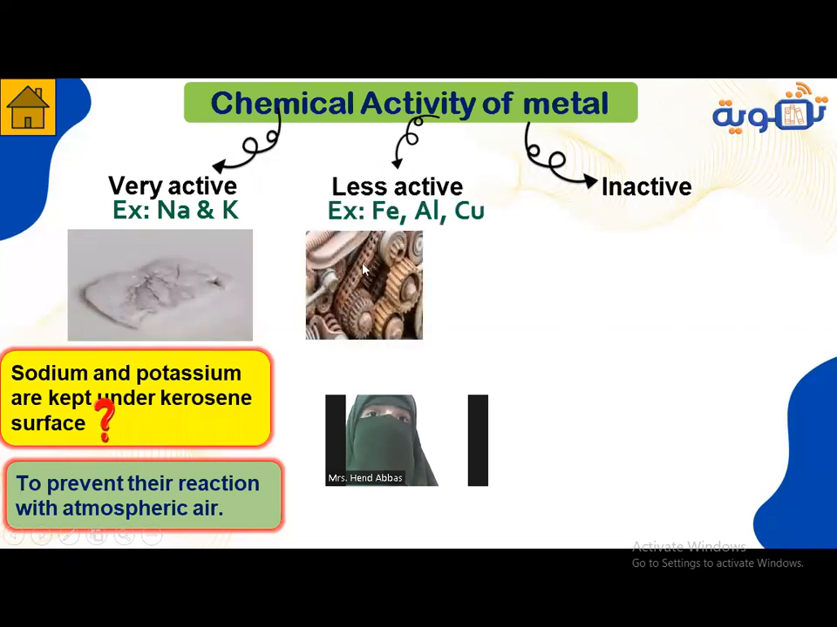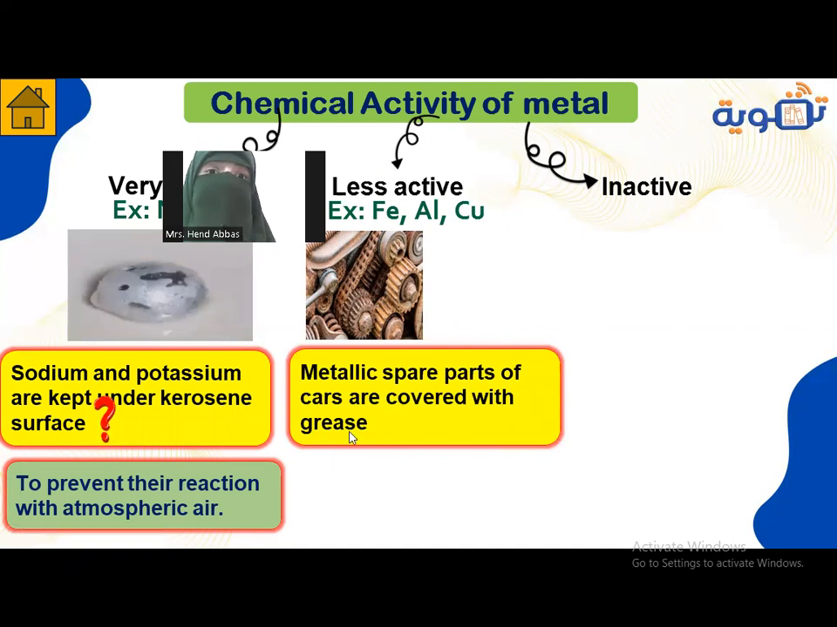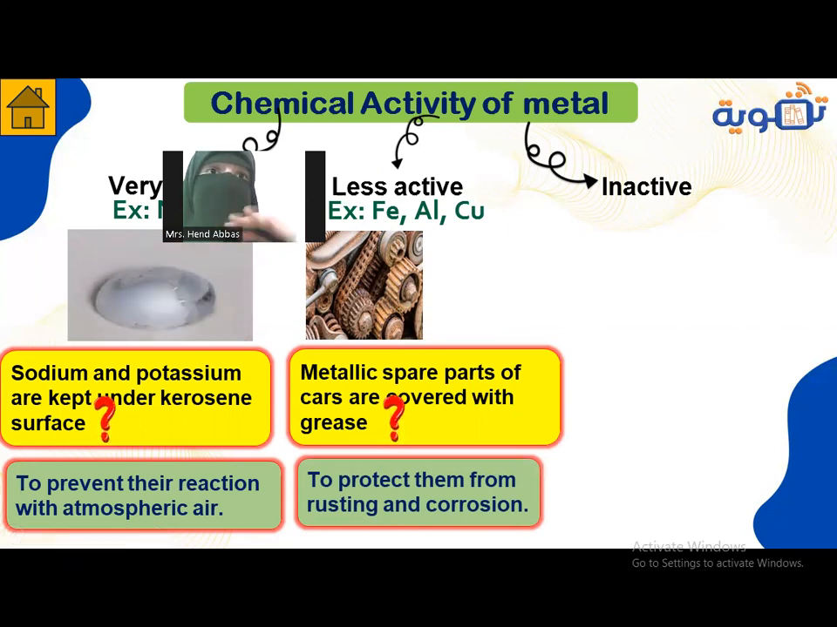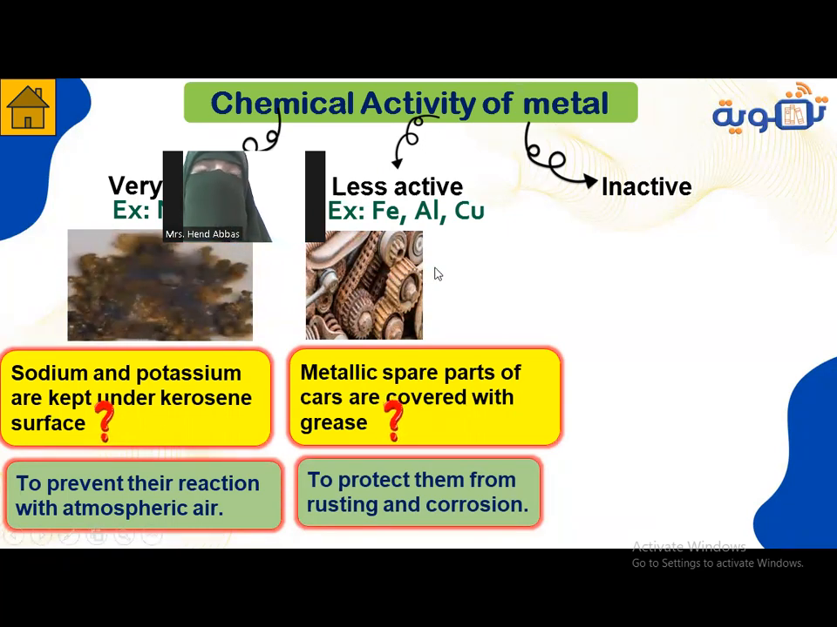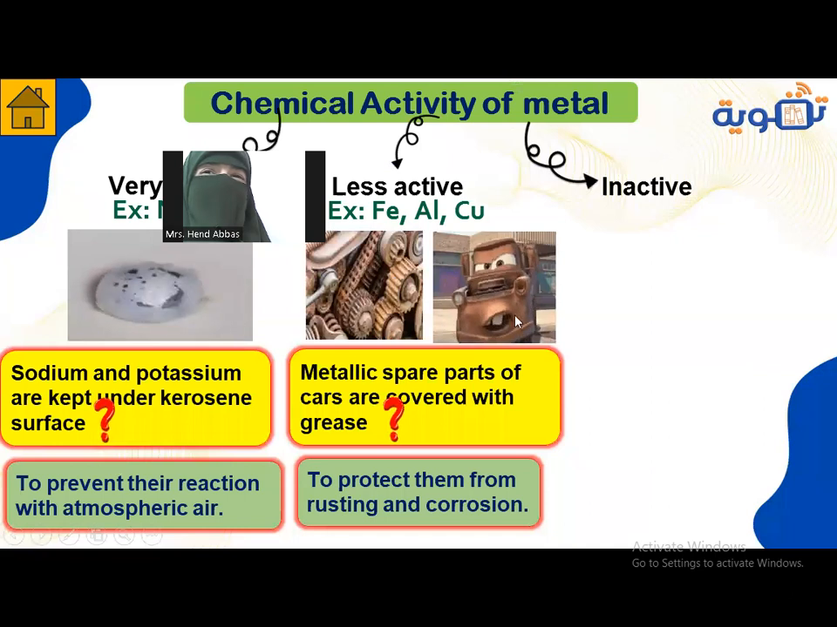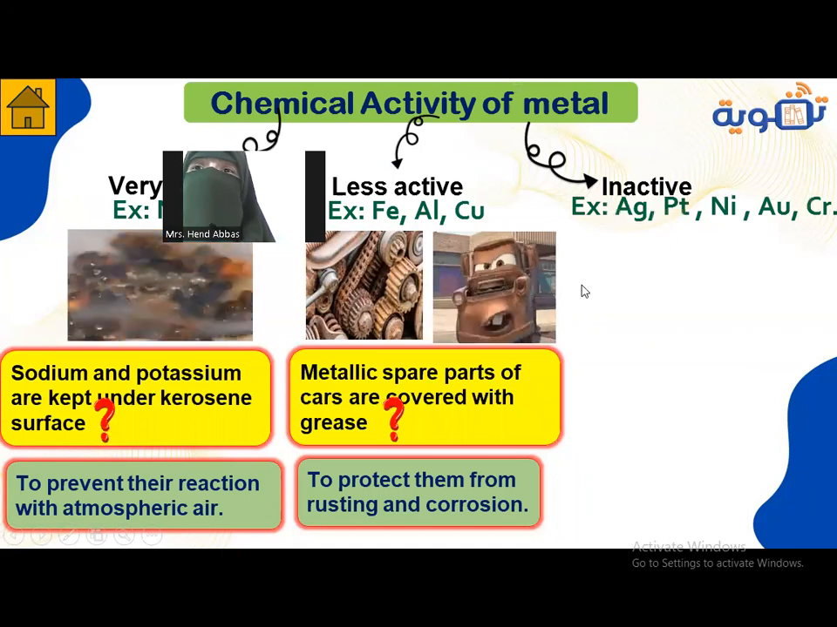Less active metals like iron, aluminum, and copper, we spray grease on them. Why? To prevent rusting and corrosion, because they react with oxygen and form a layer of rust. So to prevent the formation of this layer of rust, just spray some grease on them, or you can wax them. And do you remember Matem? Yes, we have to paint Matem, because it rusted.